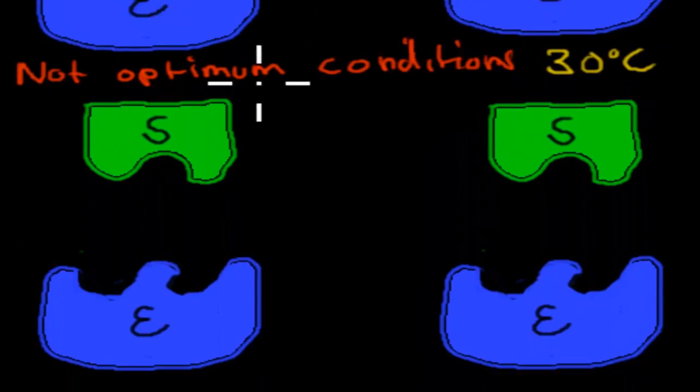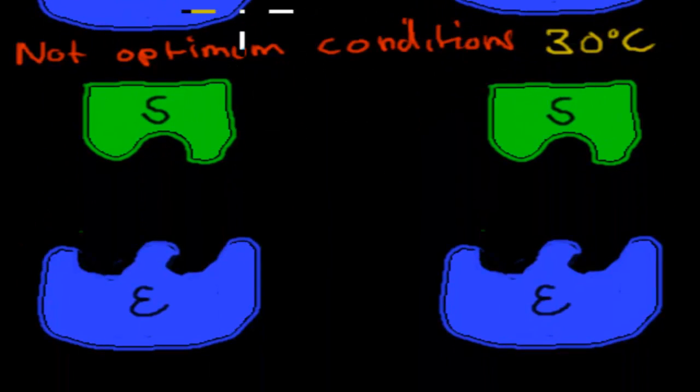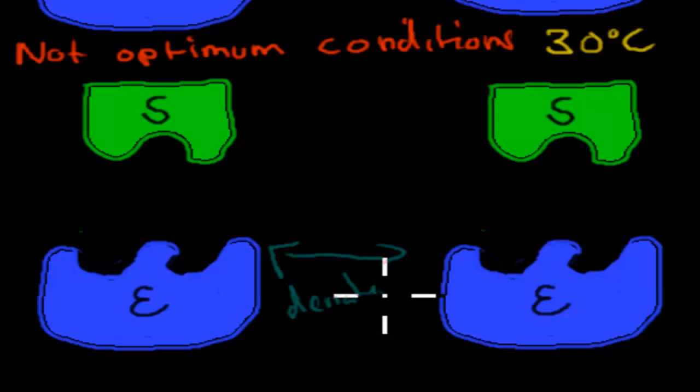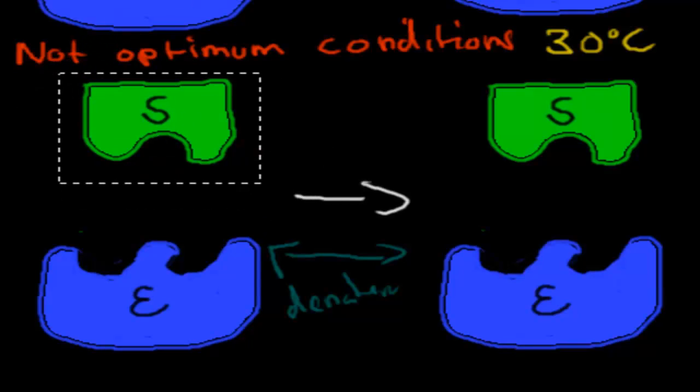But imagine if our not optimum conditions were present. What actually happens to this enzyme? It becomes denatured. So these two are denatured, and they're both the same thing. I'm just trying to show you what happens when they bind. So the problem now is that this actually can't bind properly.